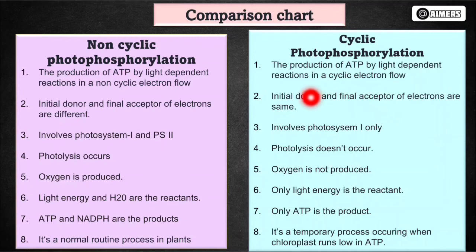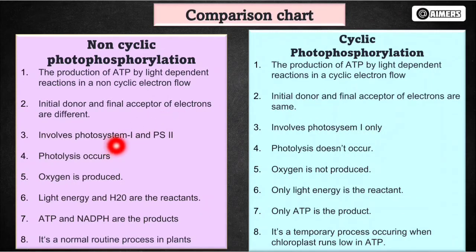While the initial donor and the final acceptor of electrons are the same in cyclic photophosphorylation, because electrons are donated by photosystem I and electrons are also accepted by photosystem I. That's why it makes a cyclic pattern. Now the third difference is that photosystem I and II both are involved in non-cyclic photophosphorylation, while only photosystem I is involved in cyclic photophosphorylation.